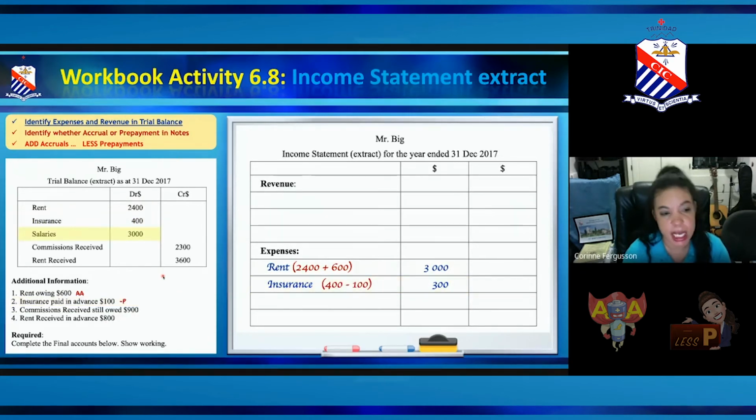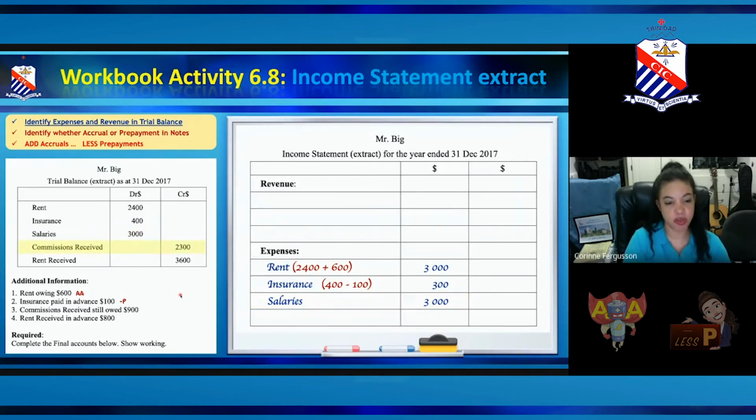Moving on quickly, salaries. Once you get a groove, you see it will be very, very quick. So you have to practice. Right. So salaries, expense: you look down in your notes, nothing there for salaries. So what do you do? Don't ignore it. You go to your income statement. Salaries is an expense. You put it there, and you just put the 3,000, which is the amount in your trial balance.